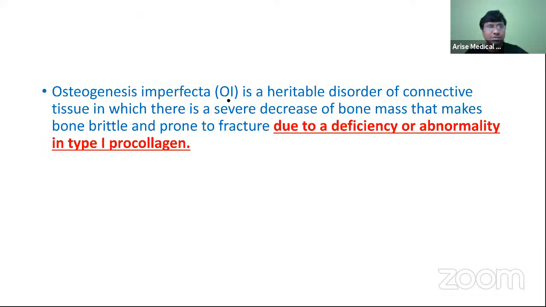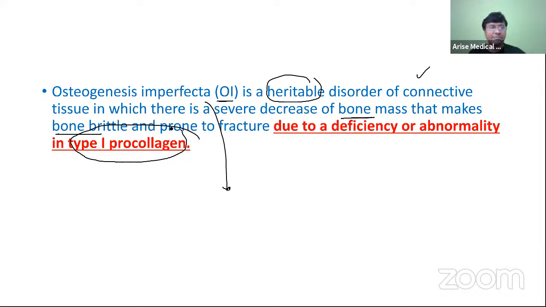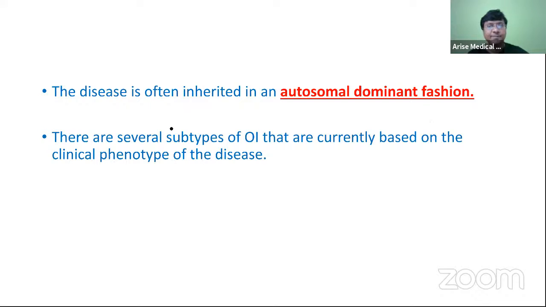Osteogenesis imperfecta is a heritable disorder of the connective tissue, and there is a severe decrease in bone mass that makes bone brittle and prone to fracture. Why does it occur? That is due to deficiency or abnormality of type 1 procollagen. So that is our first option, which is what our friend Shahid Afridi has answered.